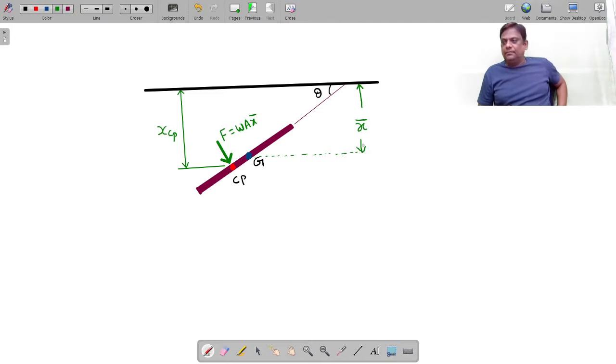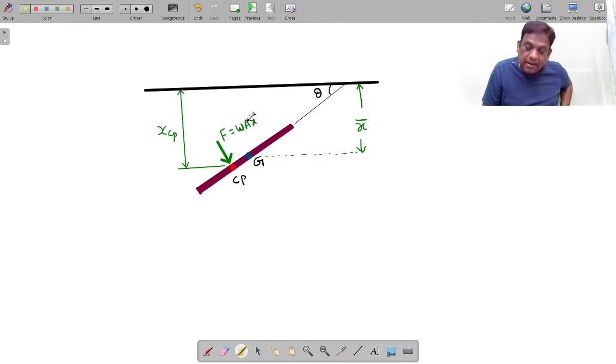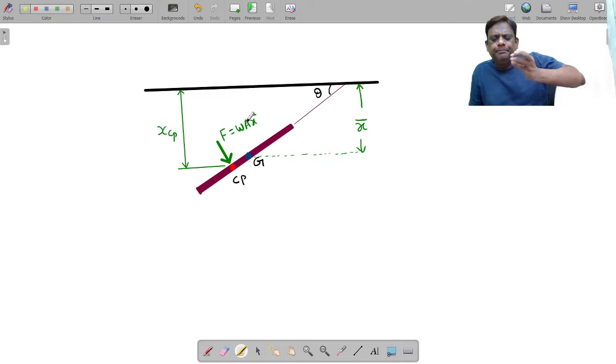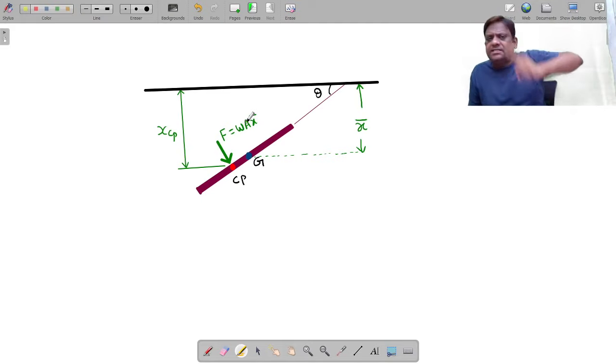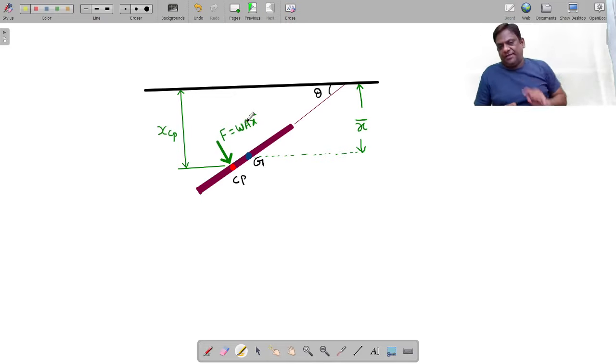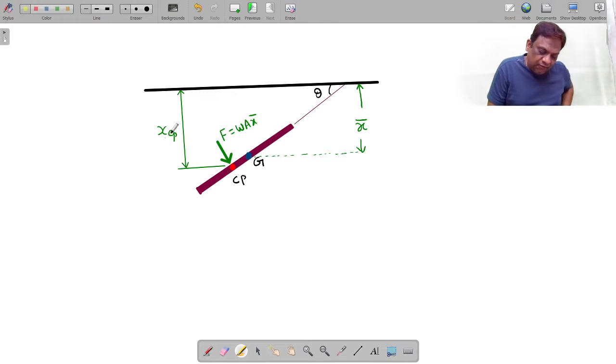Yes, my dear students. So the total force is given by W A x bar. Can you tell me what is x bar? It is the vertical distance of the center of gravity from the free surface. All distances are measured from the free surface. And what is X CP? It is the vertical distance of the center of pressure measured from the free surface.